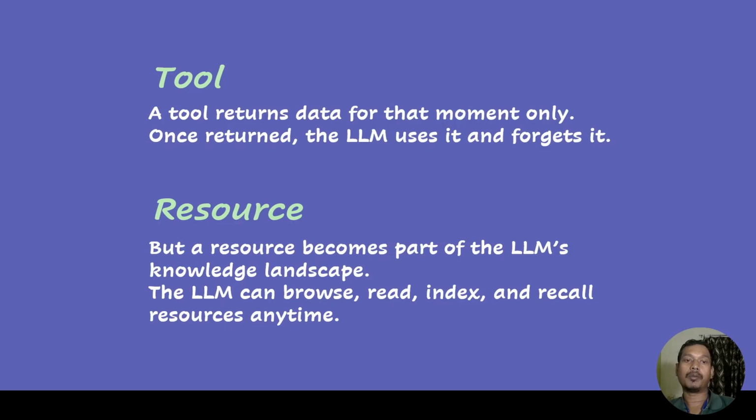Now the difference between tools and resources: a tool returns the data for that moment only. Once returned, the LLM uses it and forgets it. So it's a function. At runtime, while you are calling a tool, it returns the data and it goes to the LLM for doing the necessary activity. Then the LLM forgets that. But if you define the data in a resource, then it is permanent for the LLM. It becomes part of the LLM's knowledge landscape, so it can browse, read, index, and recall that data at any time. So this is the basic difference between tools and resources.